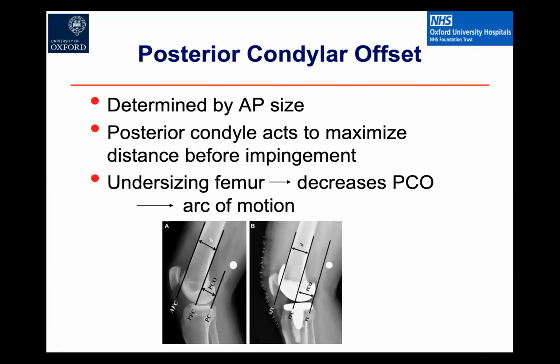Another important concept is the posterior condylar offset, which is determined by the anteroposterior sizing of your knee. This acts to maximize the distance before you impinge on your tibial plateau, essentially. So you have to recreate the natural posterior condylar offset. If you don't do this, and you, for example, undersize your femur, you decrease your posterior condylar offset and reduce your arc of motion, and therefore you may have mid-flexion instability.